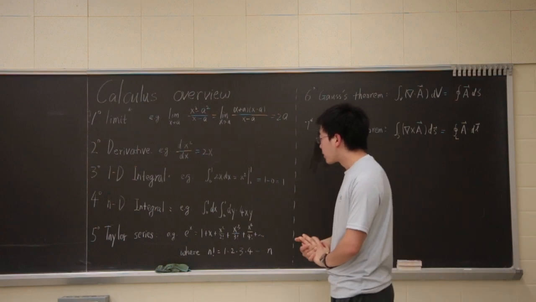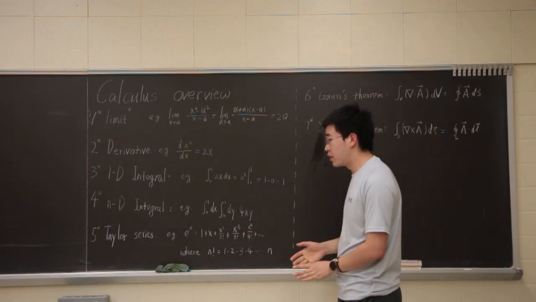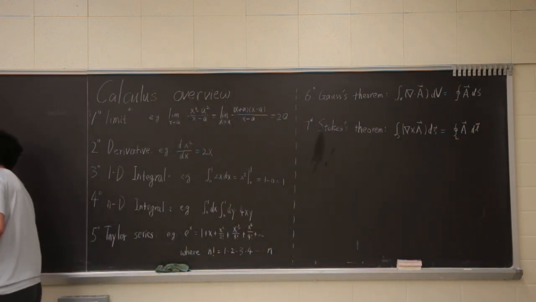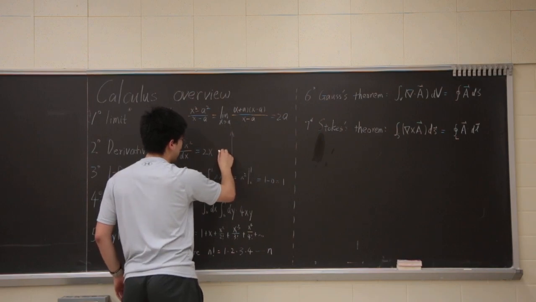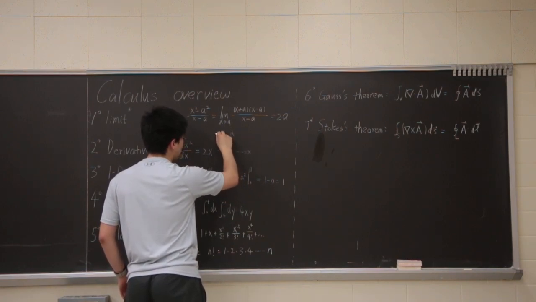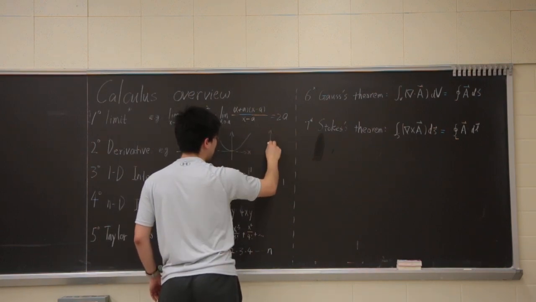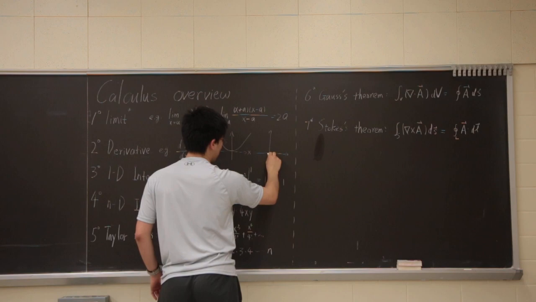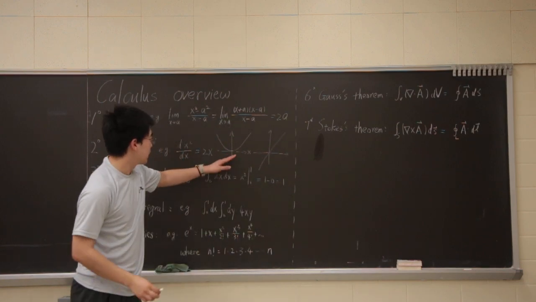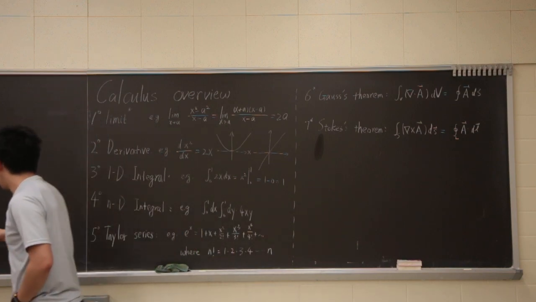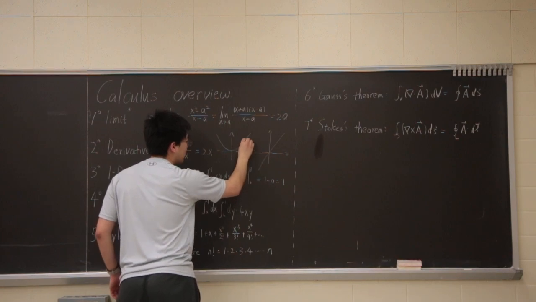And derivative, of course, we will use derivative because derivative essentially is a slope. So this is x squared, and the derivative is 2x. So basically it shows you how steep it is at each point.